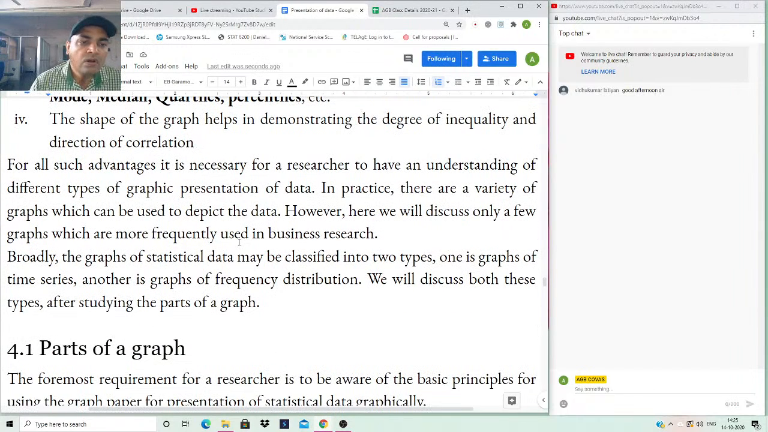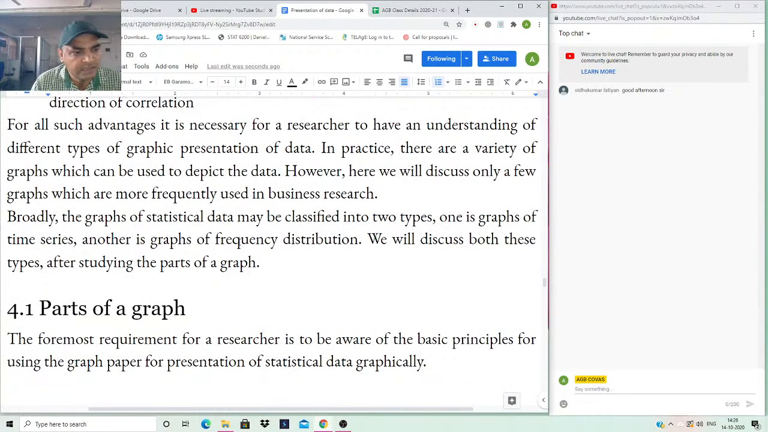So, because of all these advantages, it is necessary for a researcher to have an understanding of different types of graphical presentation of data. Okay? In practice, there are a variety of graphs which can be used to depict the data. But here we will be discussing some of the graphs which are frequently used in business and research.